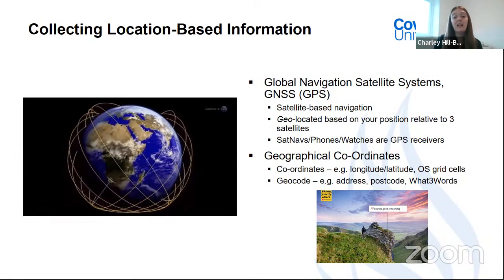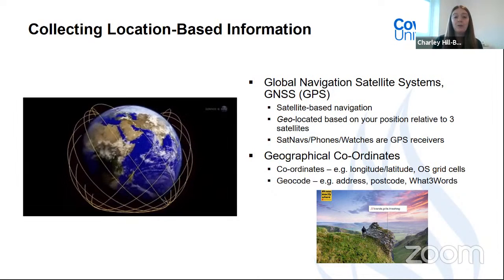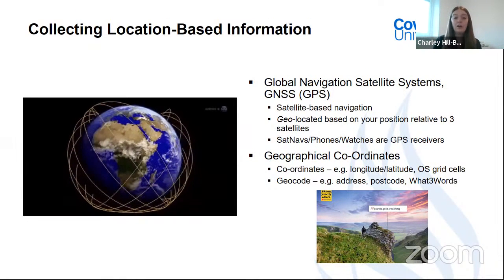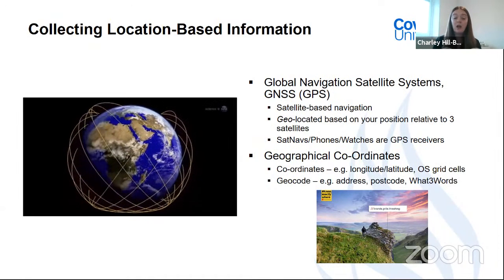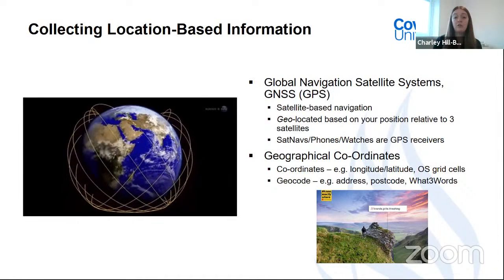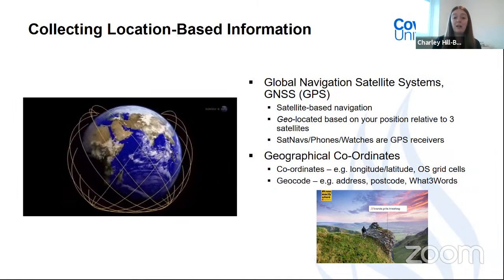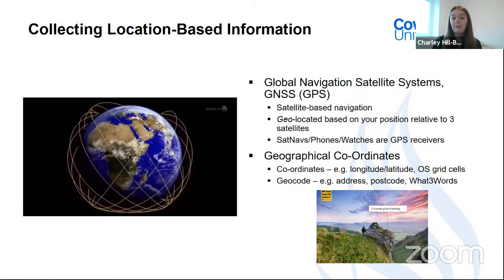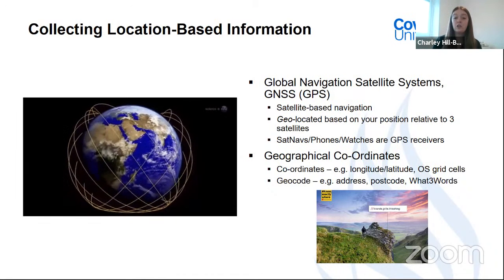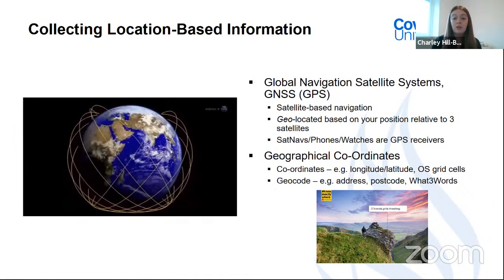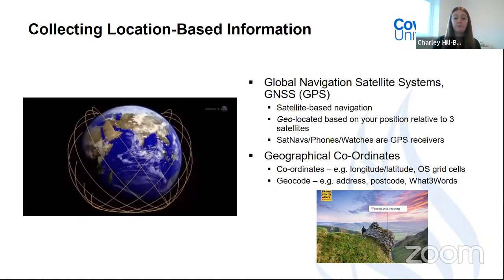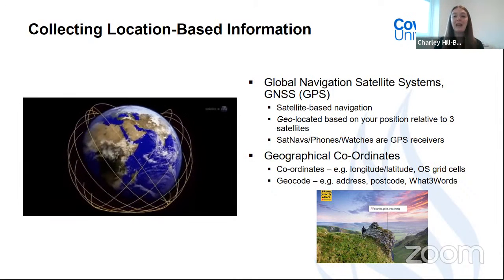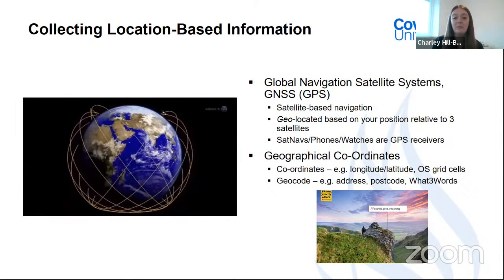And more recently, an application that you can download on your phone is What3Words. So in terms of our location on the Earth's surface, a unique combination of three words identifies where we are on the Earth's surface. So rather than numerical information such as longitude and latitude, it uses words to pinpoint our geographic location. So that's very much our spatial information, how we can collect location-based information.